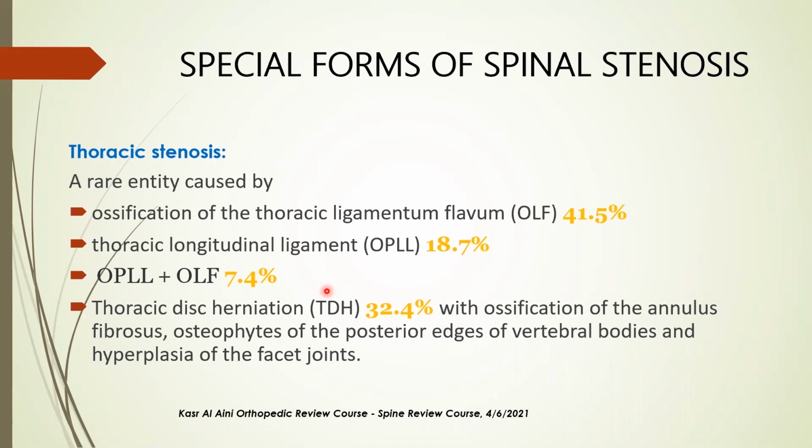Special forms of spinal stenosis. Thoracic stenosis is a rare entity caused by ossification of ligamentum flavum, OLF, in 40% of cases, OPLL in 18%, combined cases 7%, and thoracic disc herniation in 32%. Usually there is ossification in the thoracic disc.